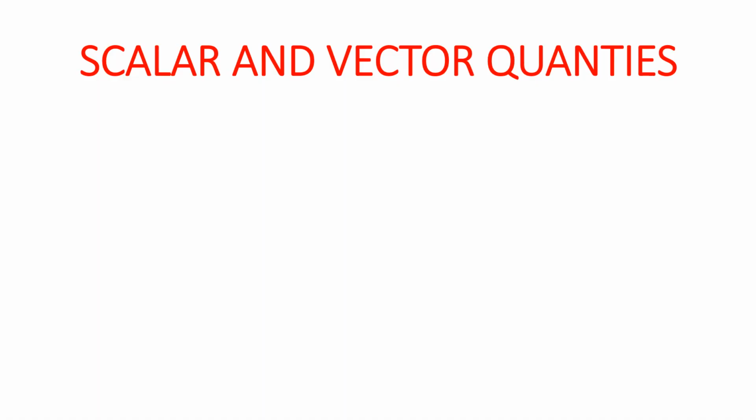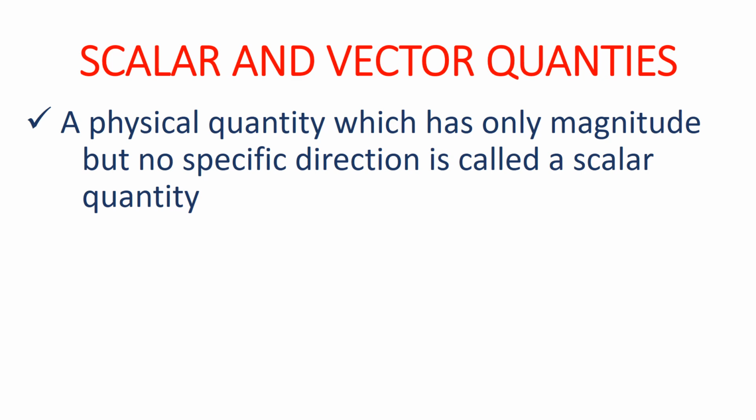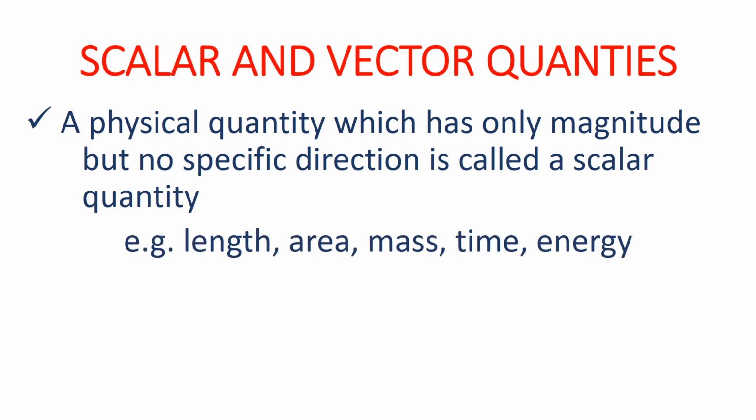Now we'll see how to define scalar quantities and vector quantities. Okay? A physical quantity which has only magnitude but has no specific direction is called a scalar quantity. And what about vector quantity? It has magnitude as well as direction, isn't it? So which are the quantities that have only magnitude and no direction? Examples: length, area, volume, mass, time, energy, and so on. We do not express direction along with the magnitudes of these quantities. Okay? So they are scalar quantities.